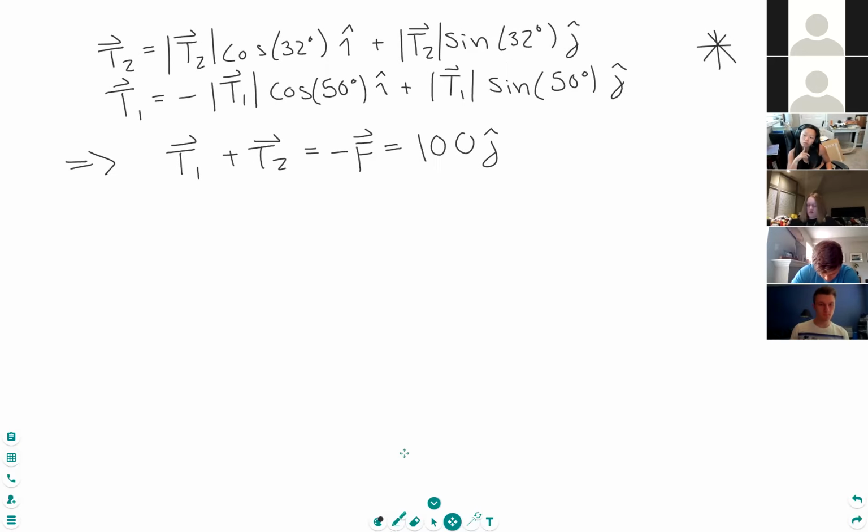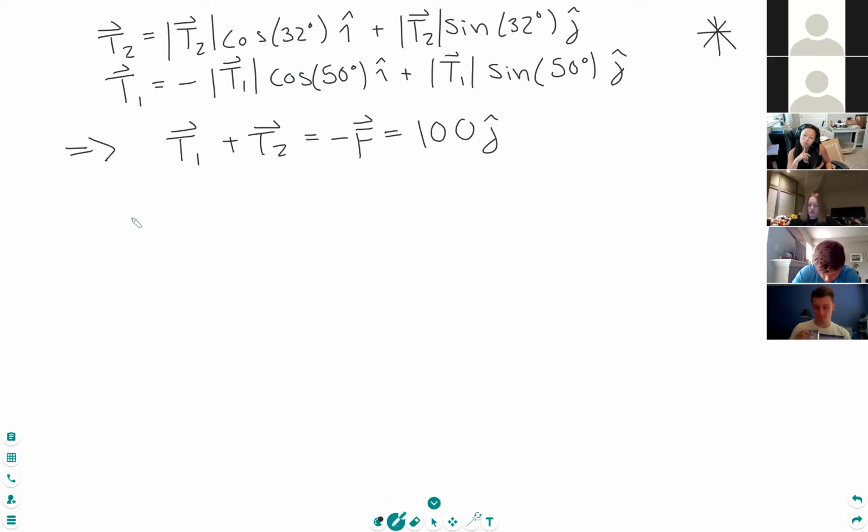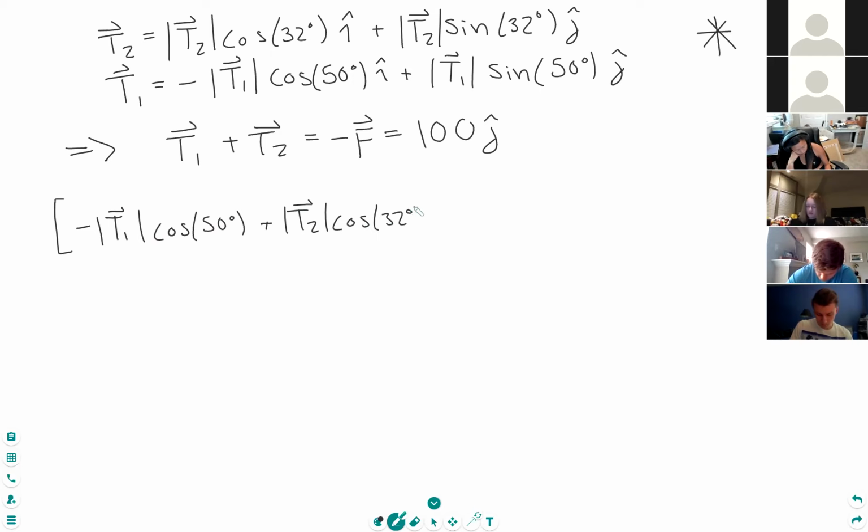Okay, so let's keep our star equations, and I'm going to plug those into the equation that I've got there, but I'm going to write it in such a way that I only look at my i and j hat. So I get my negative magnitude of T1 cosine of 50 degrees plus the magnitude of T2 cosine of 32 degrees, and my bracket here, and this is everything with an i hat.